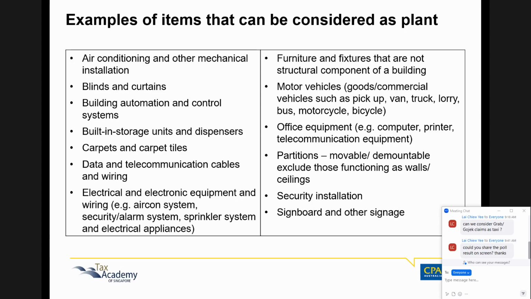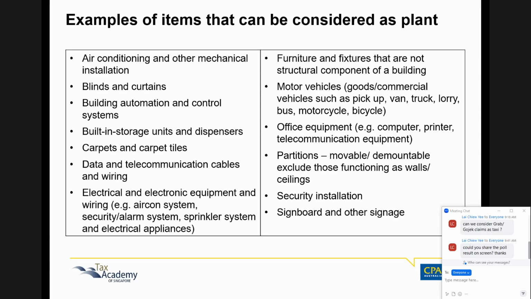Then your motor vehicles. These are not your estate cars, but your goods and commercial vehicles, such as pickup truck, van, lorry, bus, motorcycle, bicycle, etc. Then you have your normal office equipment. This one can be a lot. Common items will be like a computer, modem, maybe a printer, which is seldom used now. Then partitions: partitions will be those that are movable and demountable, but excluding those functioning as walls or ceilings.